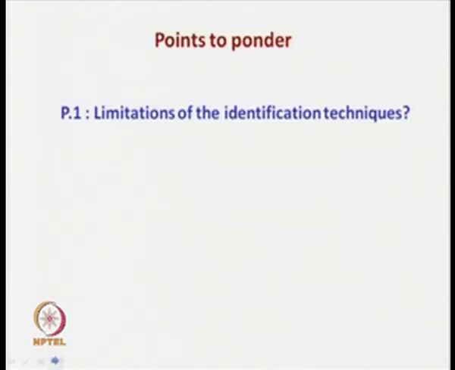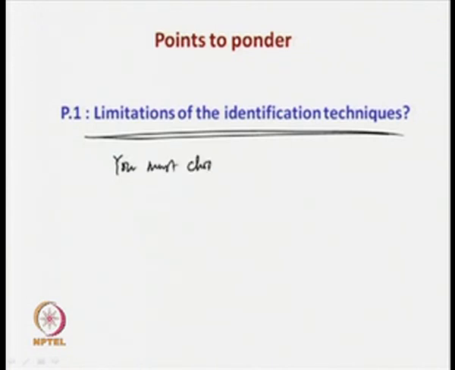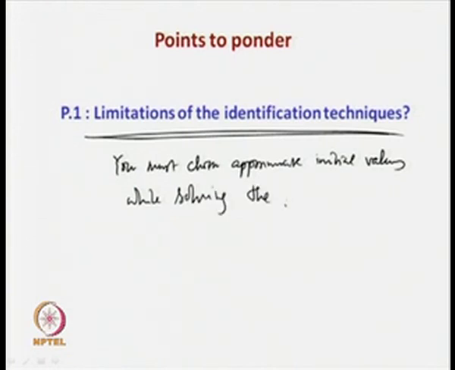What are the limitations we have for the identification techniques? One major limitation associated with the identification techniques we have discussed in this lecture is that you must choose appropriate initial values while solving the set of analytical expressions. This is very important.